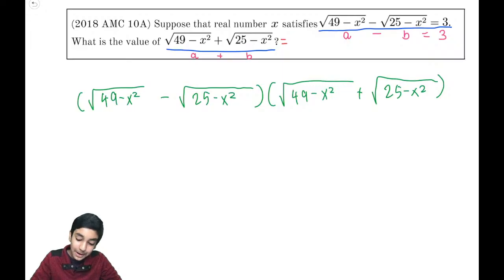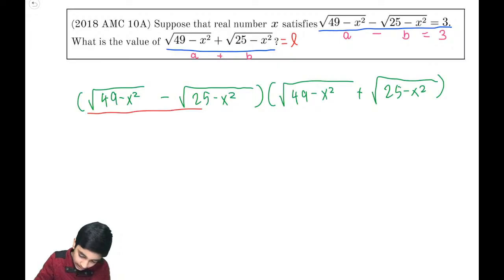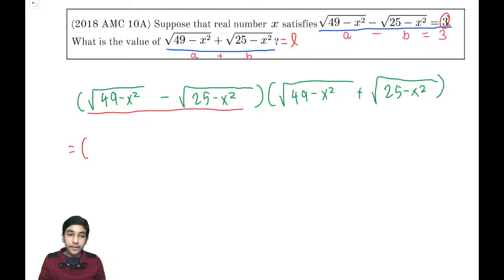Or I'm not sure what a good variable to use. Let's say L. Is this what we want to find, the value? So then when you multiply them together, we get that this first quantity is just 3, we're given. So this is 3. So it's equal to, when you multiply them out, we can use difference of squares.